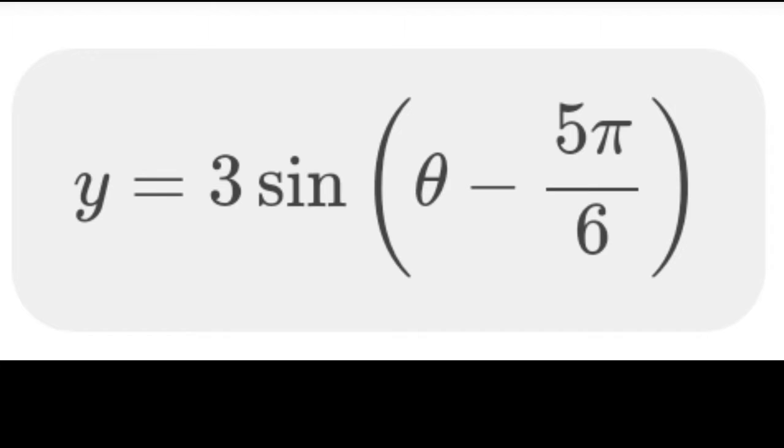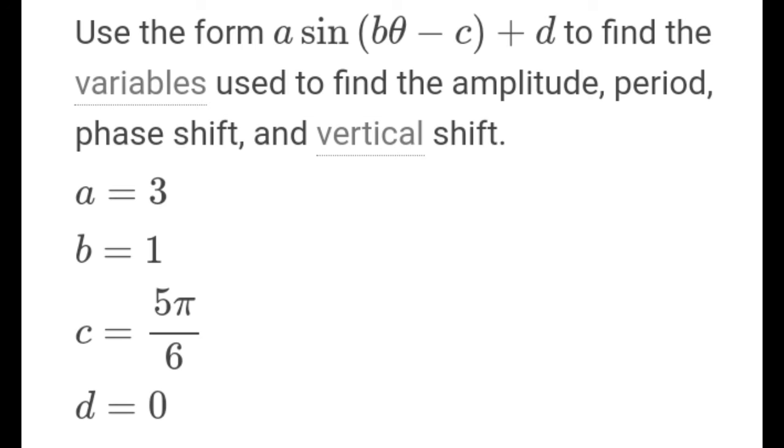The first problem we're gonna choose is y is equal to 3 sine times theta minus 5 pi over 6. In this problem, we're gonna find the amplitude, the period, the phase shift, the vertical shift, and the minimum and the maximum value, using the form a sine times b theta minus c plus d to find the variables used to find the amplitude, period, phase shift, and vertical shift.